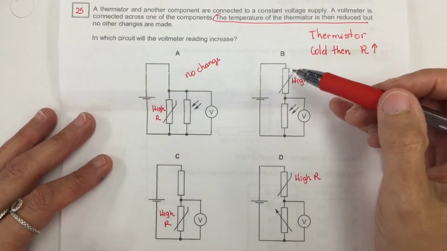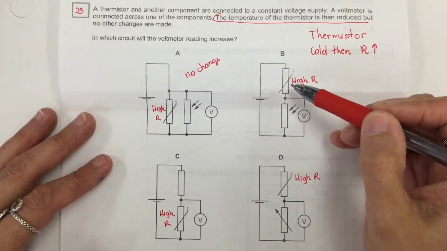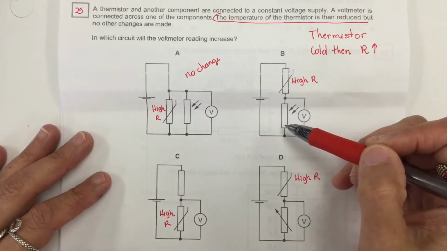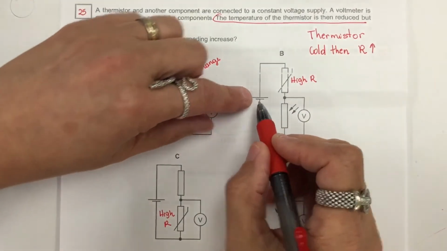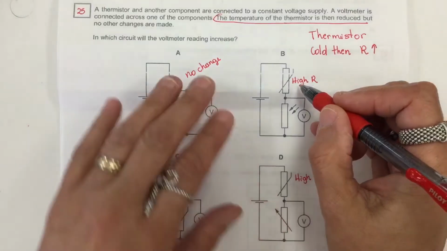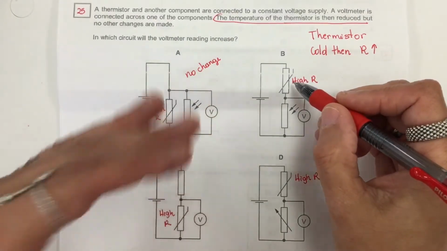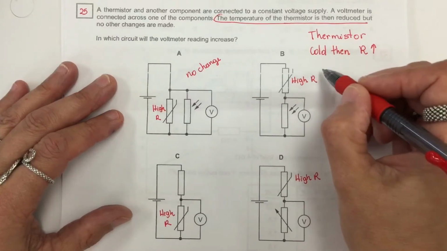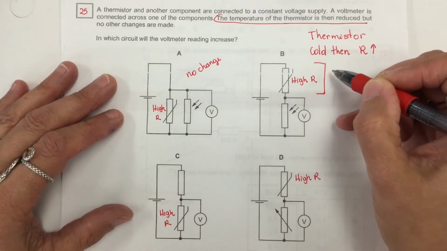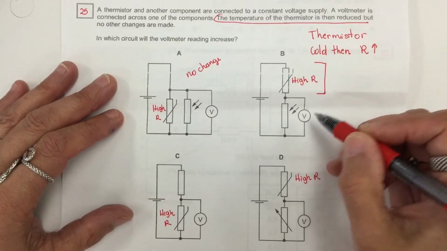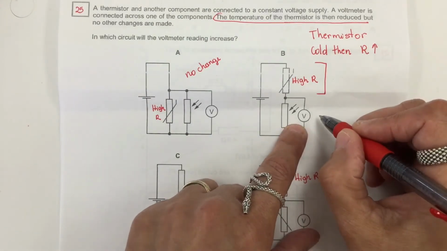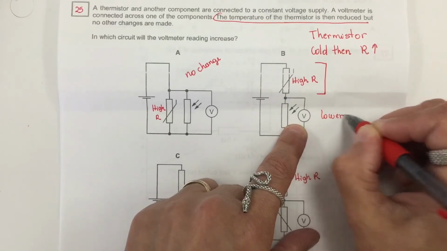In option B, now we have the thermistor and the light-dependent resistor connected in series. Which means this power supply is going to be shared between both. Because now the thermistor has a higher resistance, the voltmeter is going to read a higher value than this one. So this is not correct because this V is going to read a lower value.